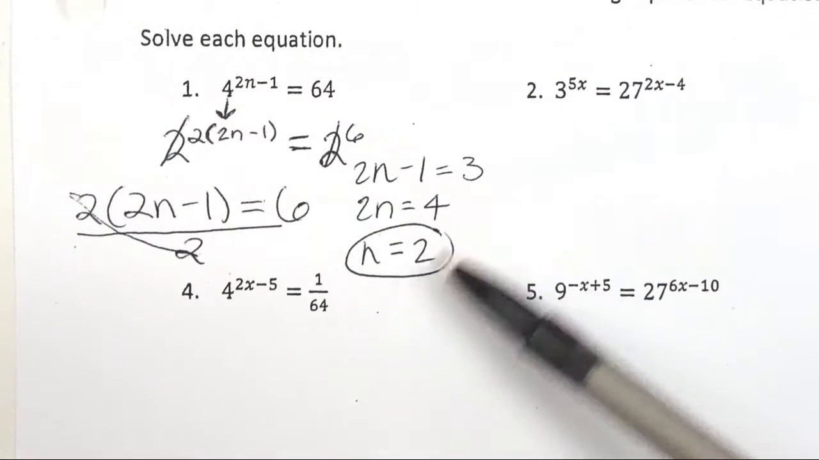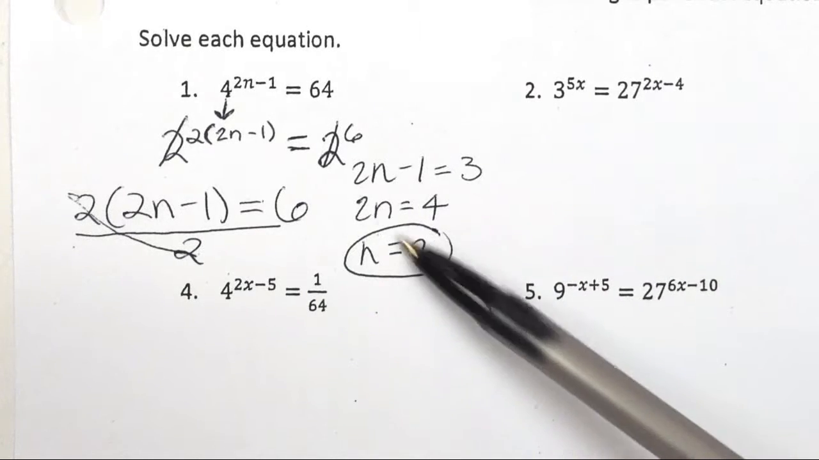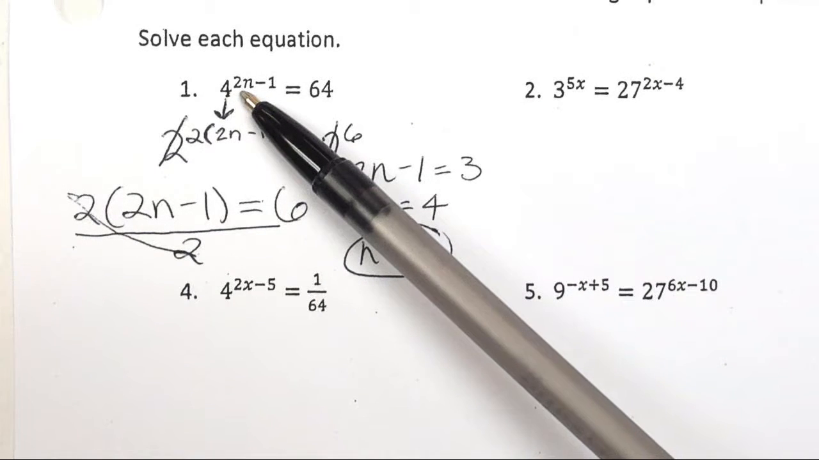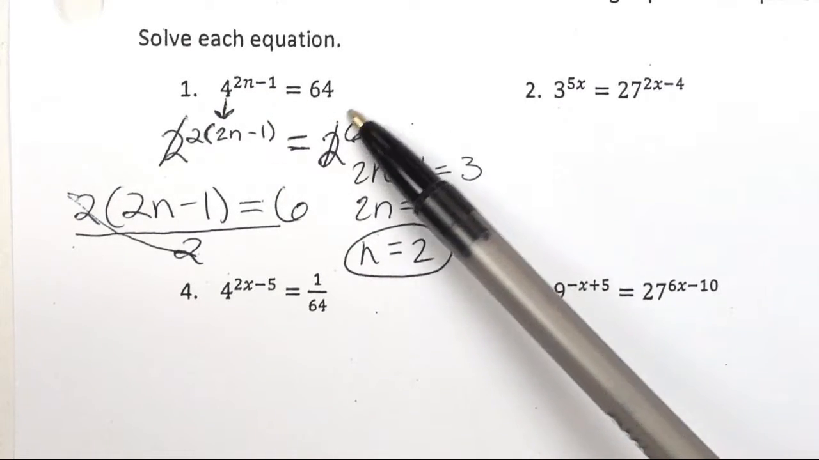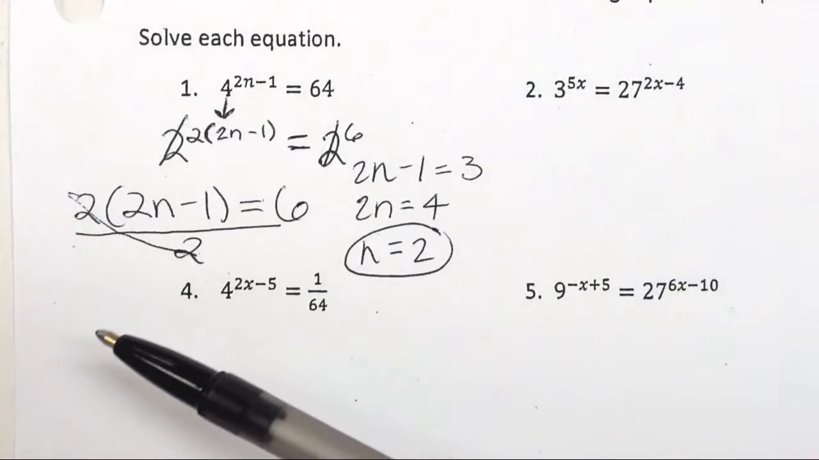Hold on one second, Zach. Jack, sorry. So 2 times 2 would be what? Minus 1? So 4 to the 3rd power would give us 64. And that does check out.